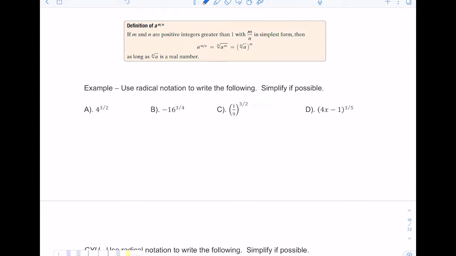So if I was to take letter A and use radical notation to write that, the 4 would be your radicand. The 2, again, is your index, but we don't really have a 2 in there. So again, I am going to remove that. And then the 3 is your power outside. You can also write that like this. Both of those expressions mean the same thing. So the square root of 4 we know is 2. And then all I'm going to do is 2 to the third, which equals 8. So my final answer there is 8.